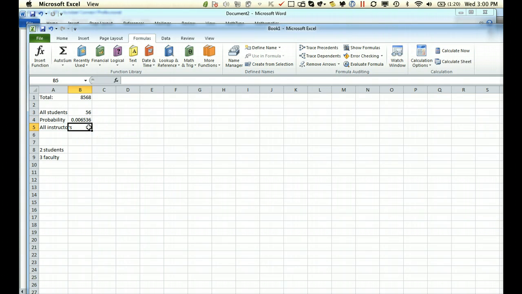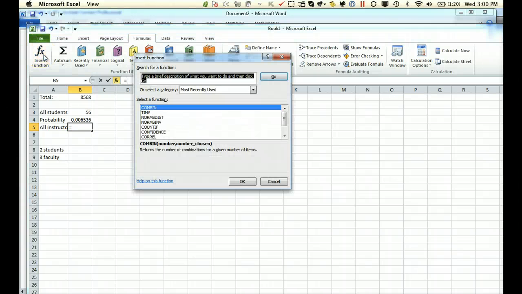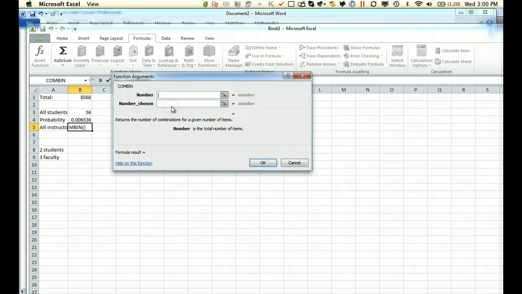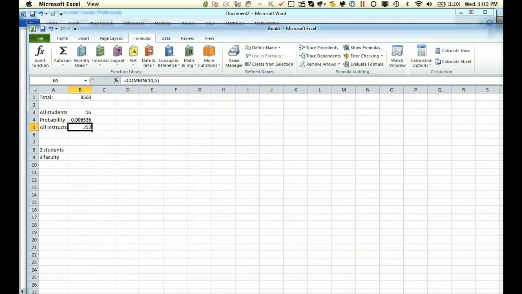What's the probability that they are all instructors? Same idea. I'm going to insert a function, and I'm going to find the total number of ways of 10 instructors to randomly select all 5 of them to be instructors. 252. To find the probability, I want to just take equal sign, calculator, divide the number of ways to choose all instructors by the total number of ways to complete this. So I've got my probabilities.